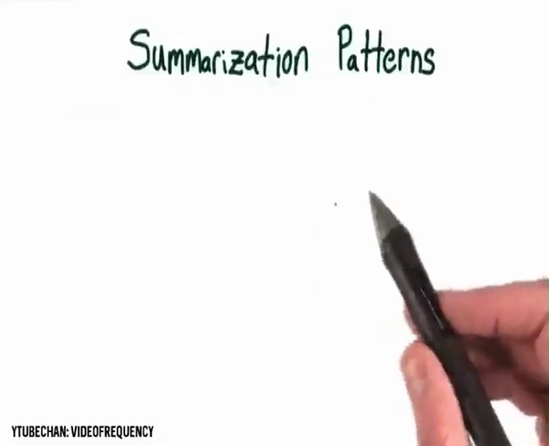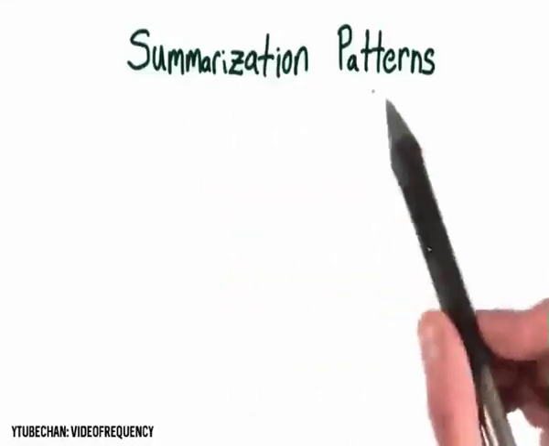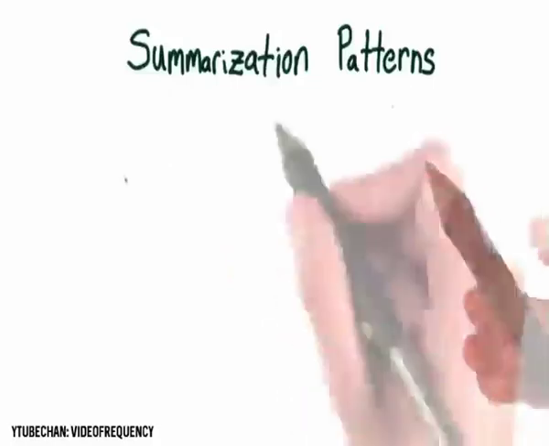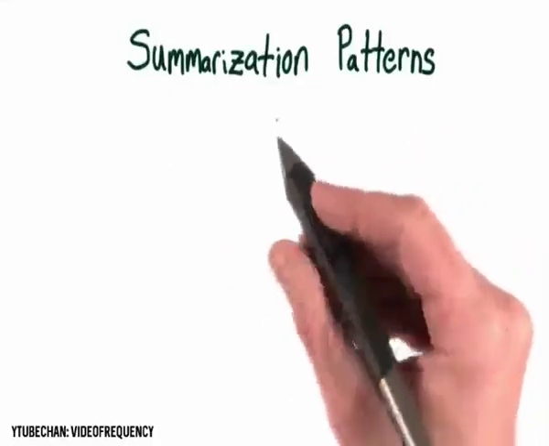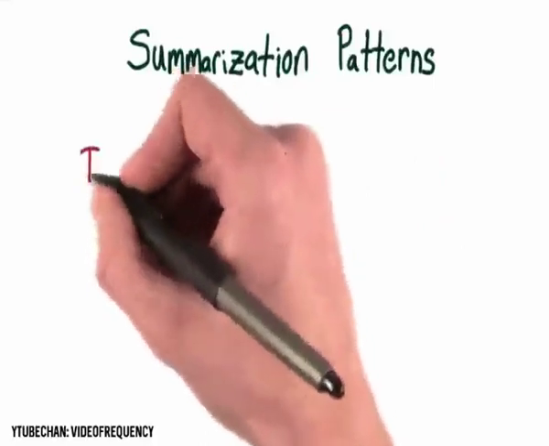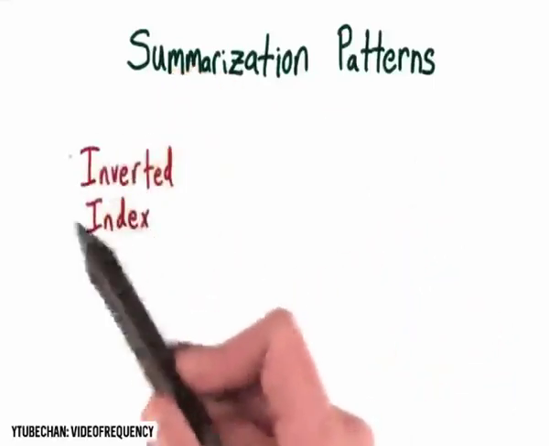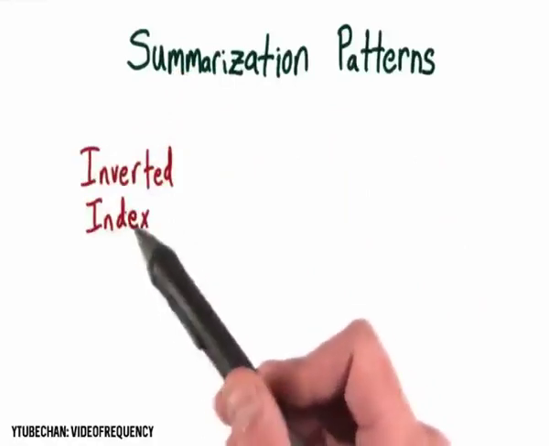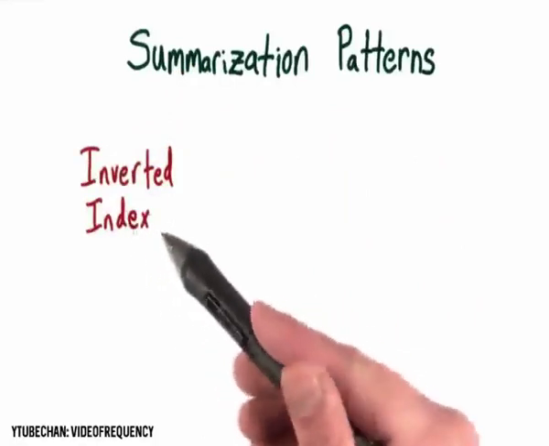The next set of design patterns we're going to discuss are summarization patterns. And these are patterns that give you some quick, easy, high-level understanding of your data. And we're going to make a distinction here. We're going to talk about making what's called an inverted index. And this is very similar to the index you'd find in the back of a book, or the indexing that Google does when it crawls the web.